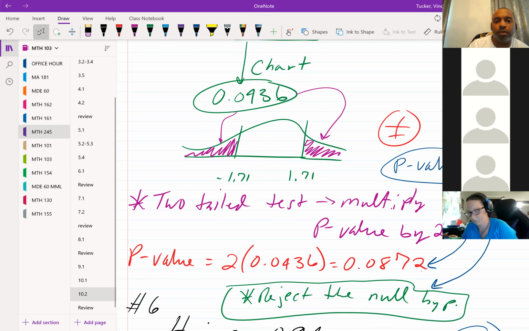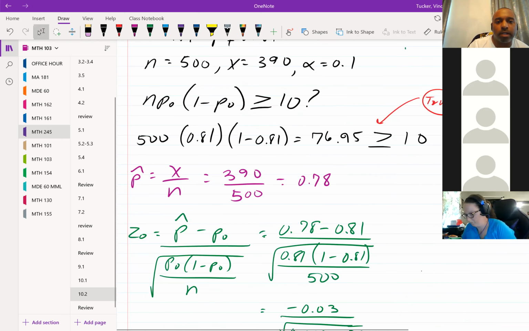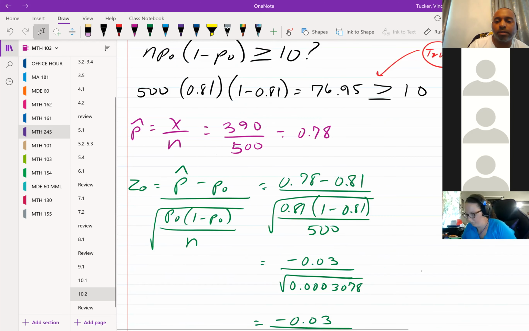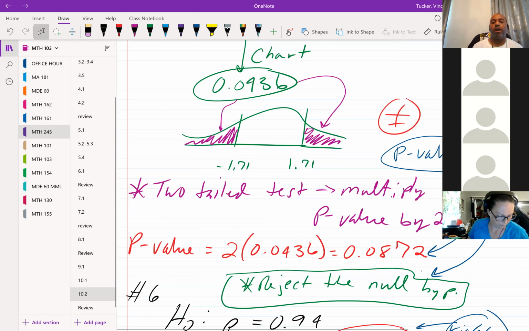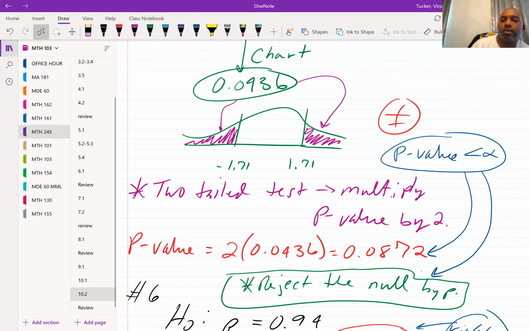And our alpha was, let me go back, I didn't write it down there, 0.1. So our p-value is less than that alpha, so we're going to reject the null hypothesis. So if the p-value is greater than alpha, you do not reject the null hypothesis. If the p-value is less than alpha, you reject the null hypothesis.